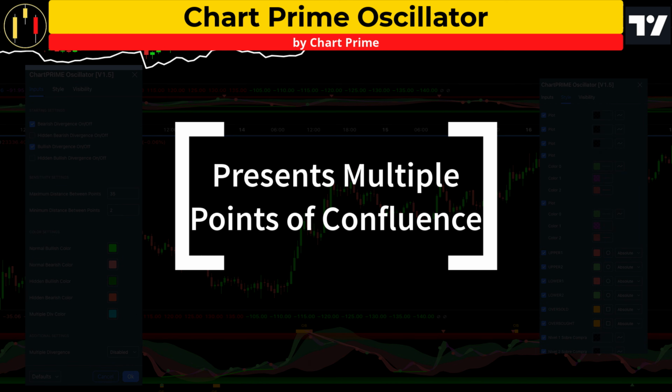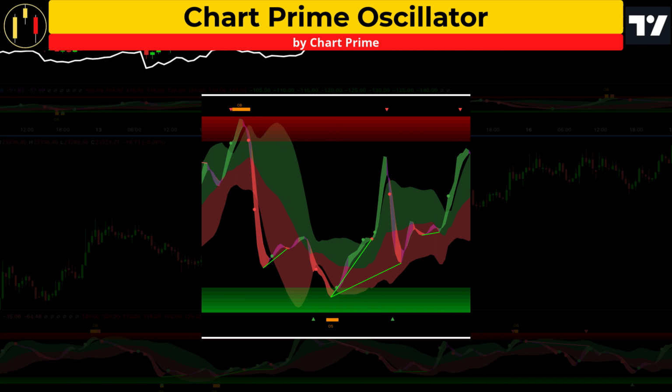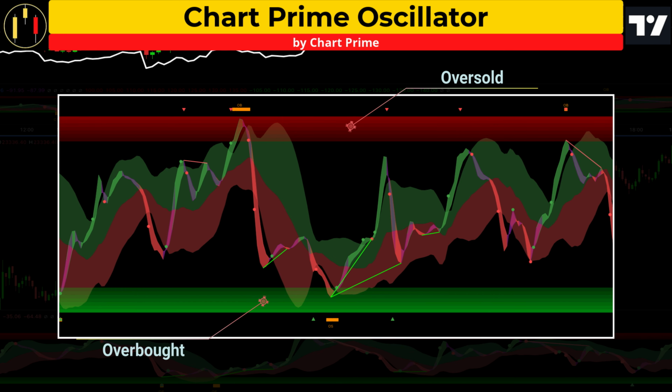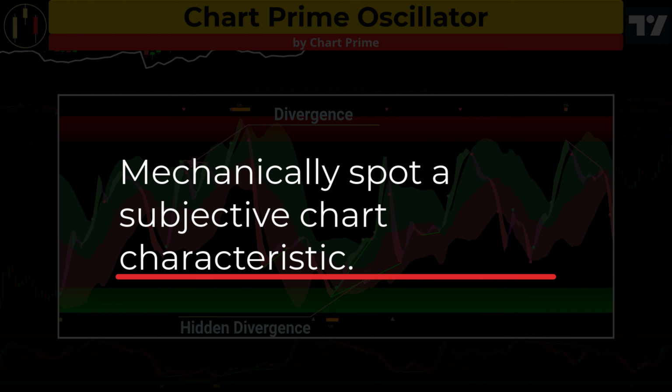The Chart Prime Oscillator is considered one of the most powerful studies in the Chart Prime suite. This indicator consists of a number of parts. First is the ribbon, which is responsive to price action. Second is the overbought and oversold zone, which they consider to be the most important part of this indicator. Third is divergences and hidden divergences. In my opinion, this is where this indicator shines.